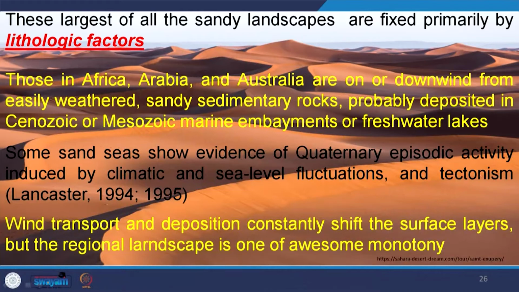Some sand seas show evidence of Quaternary episodes of activity induced by climatic and sea level fluctuation and tectonism. So, that is also important. Tectonism, we know, plays a major role in producing sediments. With more upliftment, more fractures will be there, more sediment degradation will be there, and finally it will be removed.